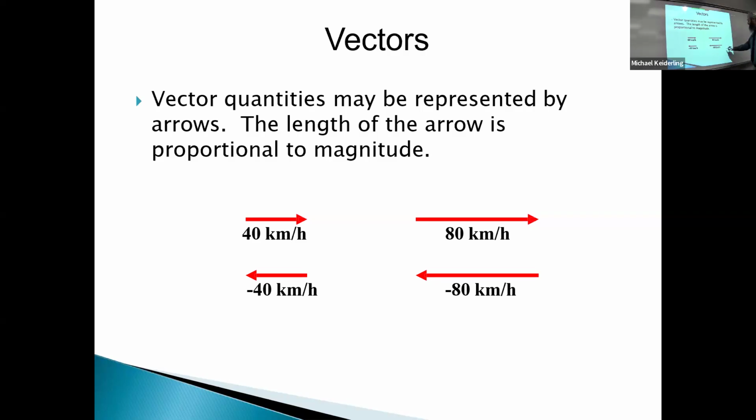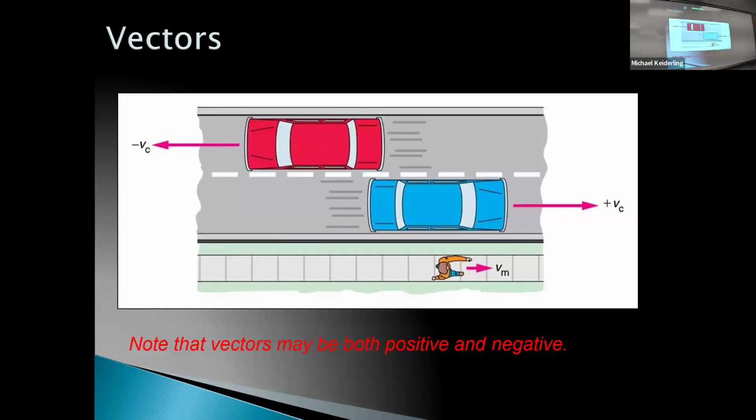So in this image, to the right is positive, to the left is negative. And this is just one dimensional. You can expand to 2 dimensions, but I'm not going to give you any problems where you need to do that in this class. So vectors can be both positive and negative. This car has a velocity of negative VC. This one has a velocity of positive VC. The walking person has a velocity of VM. These 2 cars are traveling at the same speed, but one is moving in the positive direction and the other is moving in the negative direction.